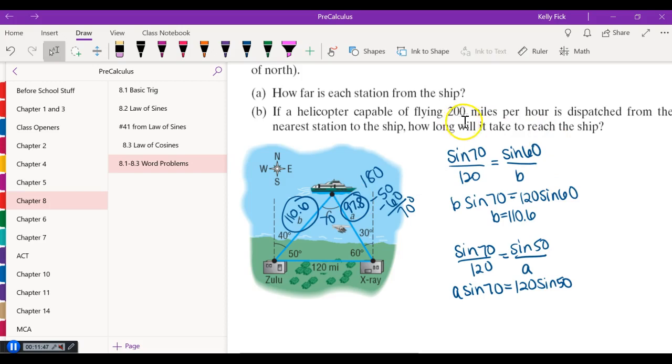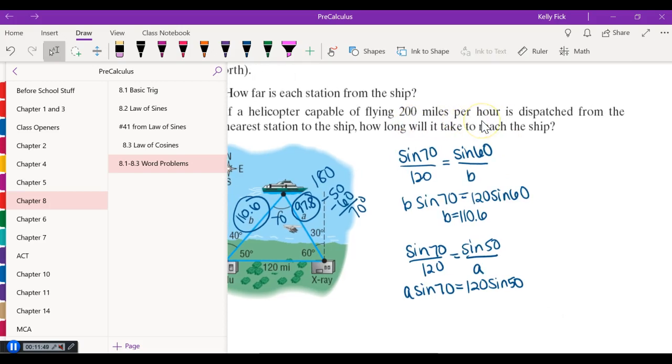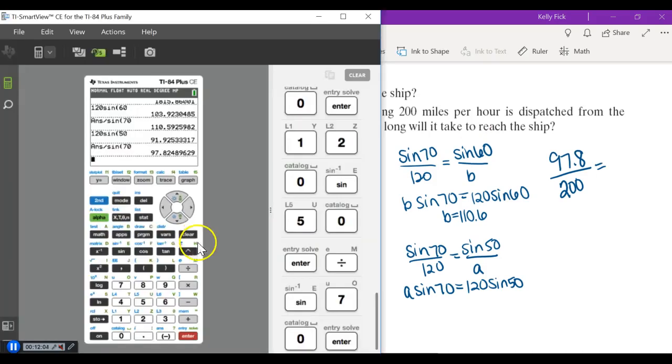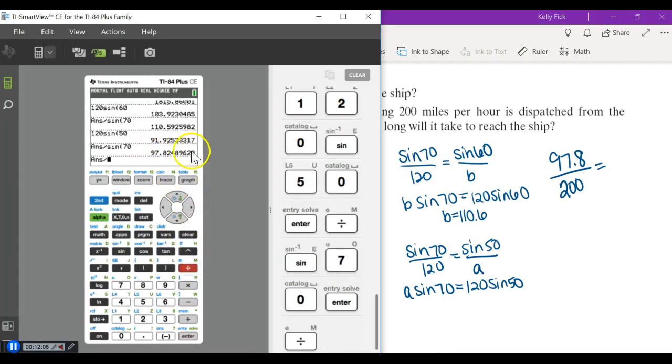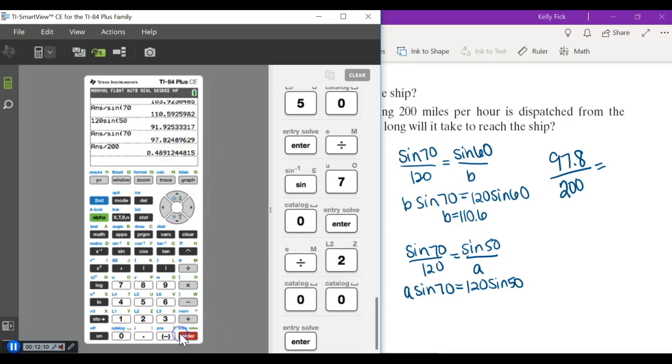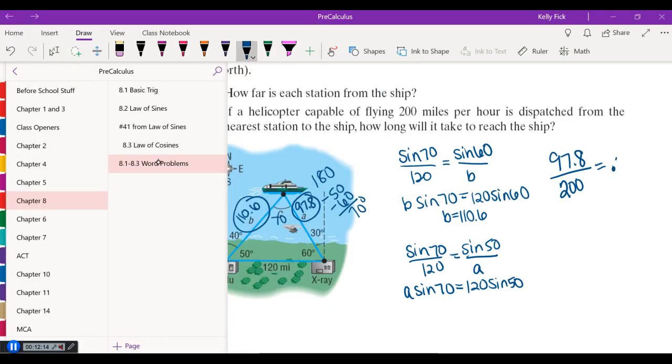Okay, so it's 200 miles per hour, and we are 97.8 miles away. So you would do 97.8 divided by 200. When you divide that, you get 0.4 something. Oh, and look, I have this number plugged in from before, so I'm just going to use that answer. I get 0.489. Okay, so that's hours.